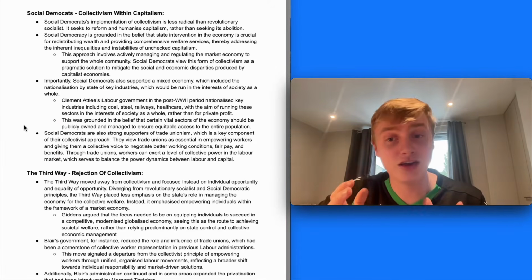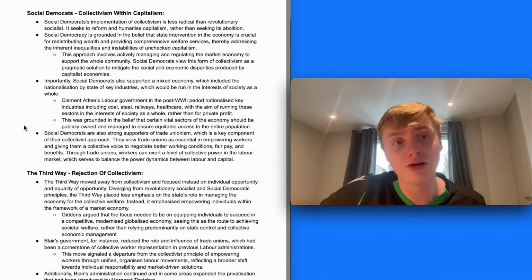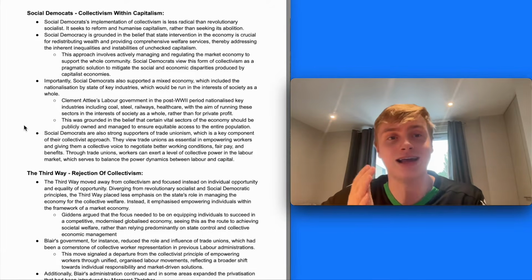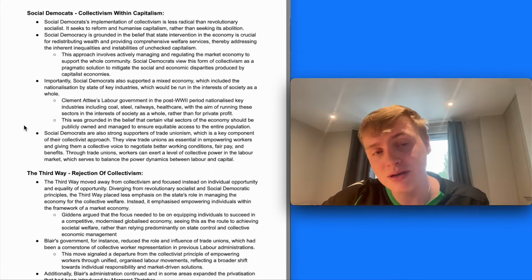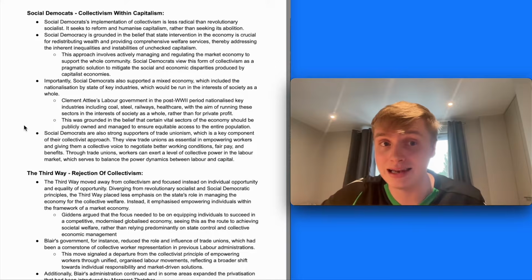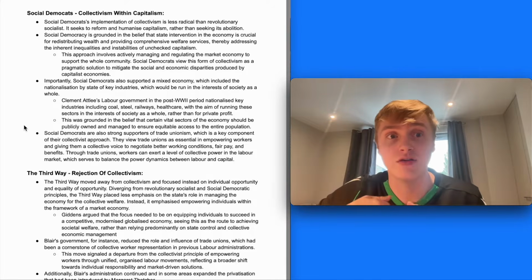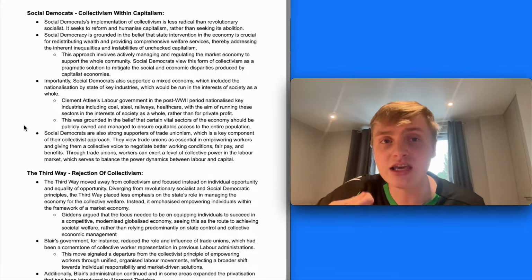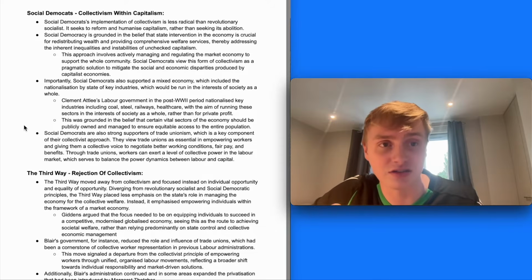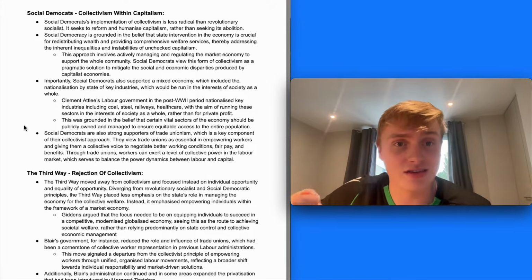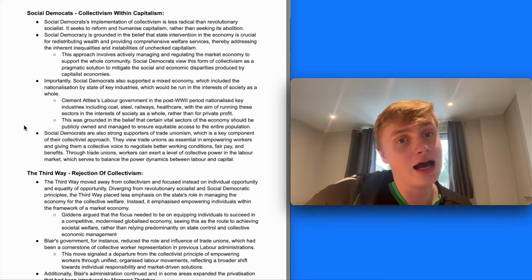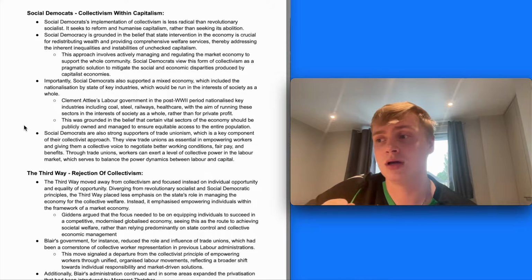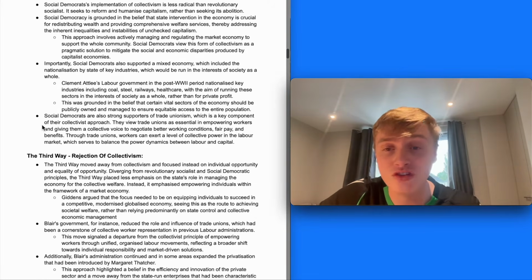In contrast to revolutionary socialists, social democrats don't believe in complete collectivism, but they do believe in pursuing collectivism within capitalism. They believe that capitalism definitely shouldn't be completely left alone, as that will produce great inequality and instability. But they think that the state should intervene in the economy to pursue collectivism through the redistribution of wealth, providing comprehensive welfare services, and through Keynesian economic management to prevent mass unemployment. And crucially, they also support a mixed economy.